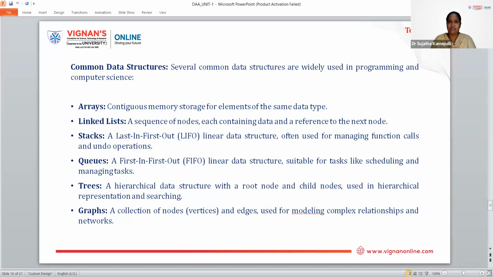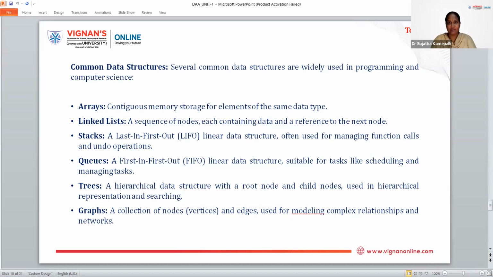Arrays, linked lists, stacks, and queues are linear data structures, whereas trees and graphs are non-linear data structures. A tree is a hierarchical data structure with a root node and child nodes, which is used to represent hierarchical data. A graph is a collection of nodes and edges, which is used to model complex networks and complex relationships.